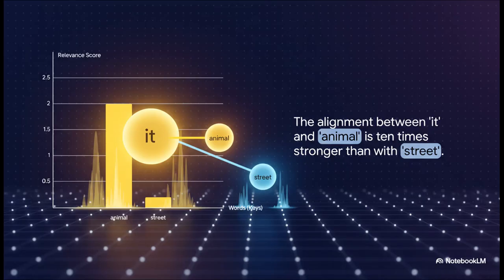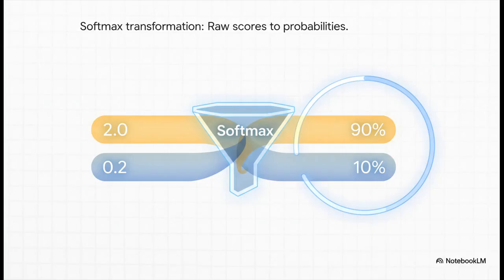I mean, just look at it visually. It's not even a contest, right? The connection, the alignment between "it" and "animal" is 10 times stronger than the one with "street." The numbers are screaming the answer. But a raw score isn't a final answer. The machine needs to make a firm decision.